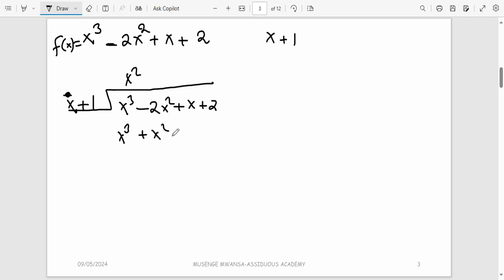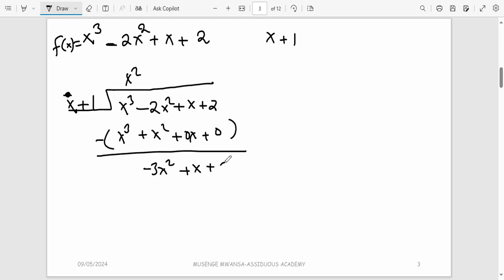Okay, and then simply put a 0x here so that you just balance, and also put a 0 here, just to balance the terms, and then now subtract. X power 3 minus x power 3 is 0. Negative 2x power 2 minus x power 2 is going to give us negative 3x power 2. X minus 0x is just x. And then 2 minus 0 is going to give us 2.